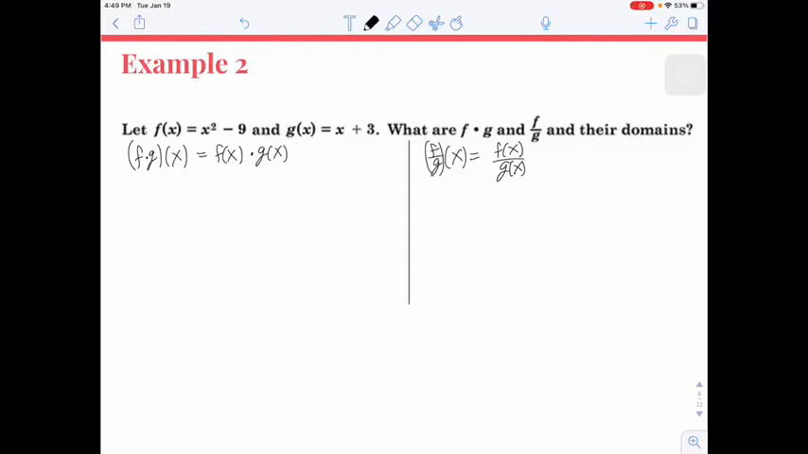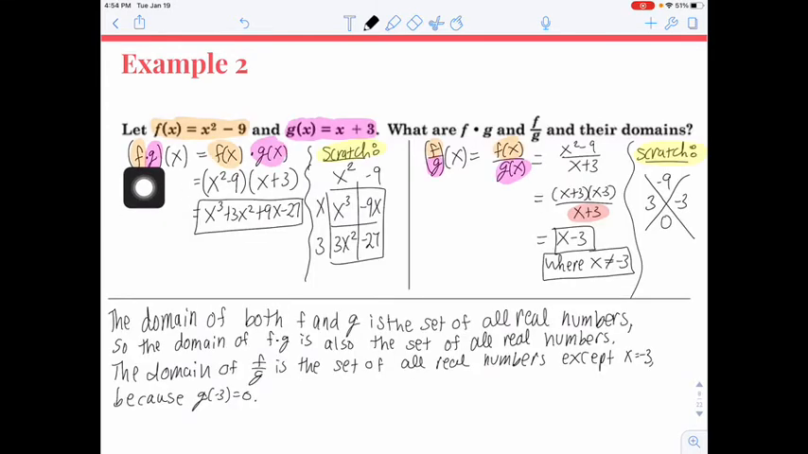Section 6.6 example 2 says let f of x equal x squared minus 9 and g of x equal x plus 3. What are f times g and f over g and their domains? For f times g of x, we just multiply f of x times g of x, where f of x is x squared minus 9 and g of x is x plus 3. To multiply these two binomials, we can use the box or FOIL.